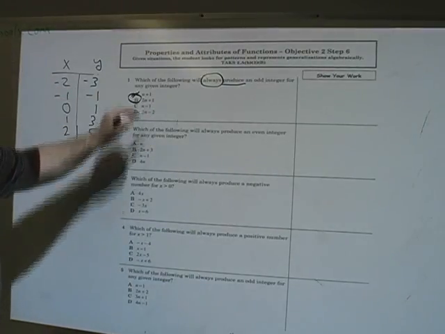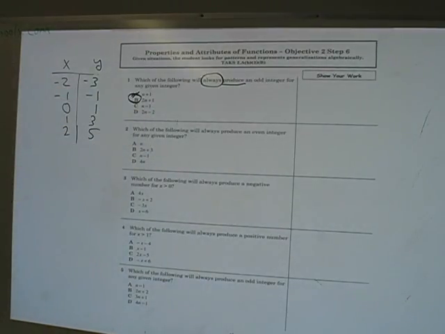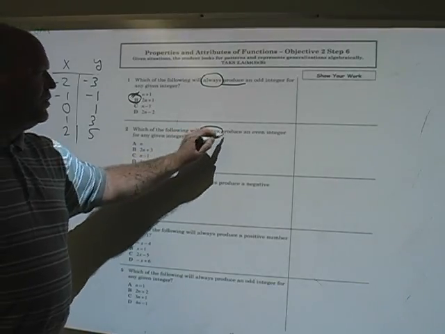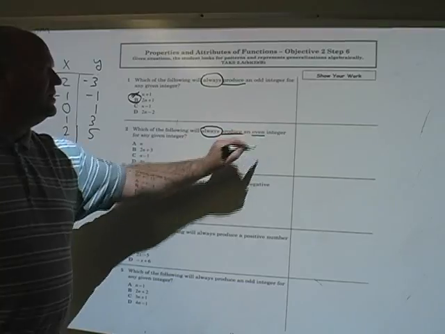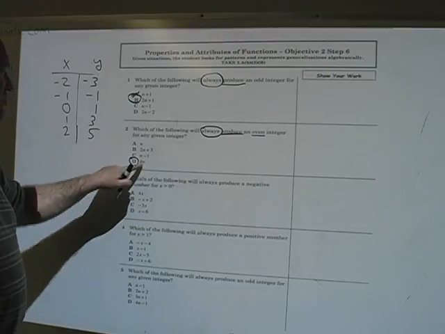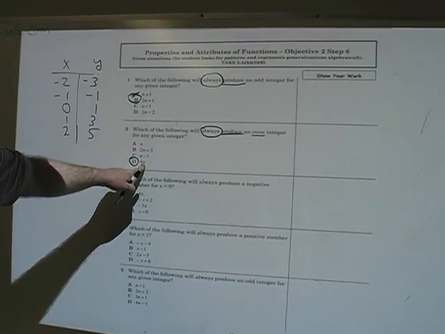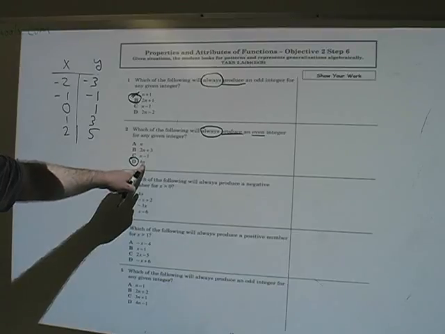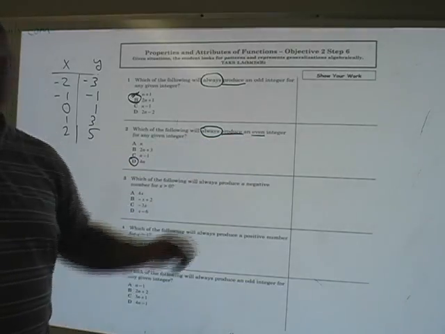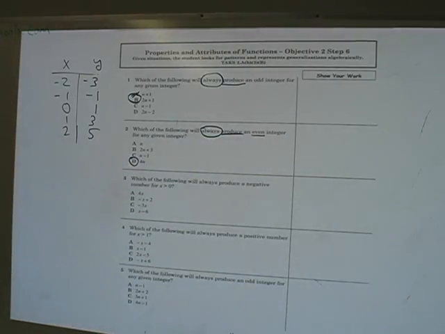So that is the correct answer. You're always going to get an odd integer. So that's how you do these. The next one says it will always produce an even integer. Okay? And the answer there is going to be answer D. Because when you plug in 4n or 4x to your y equals button on your calculator, what you're going to get will always be an even number. Okay?